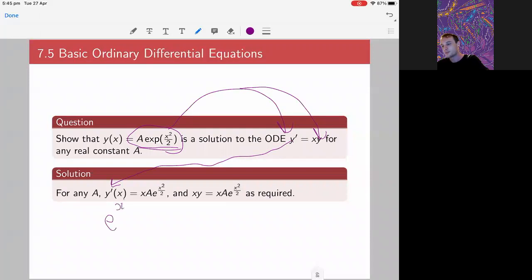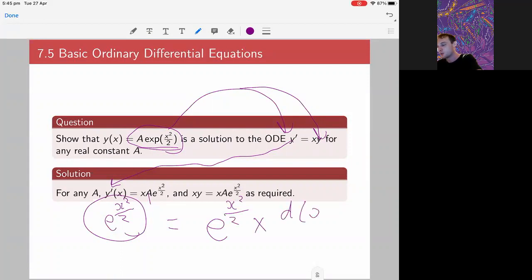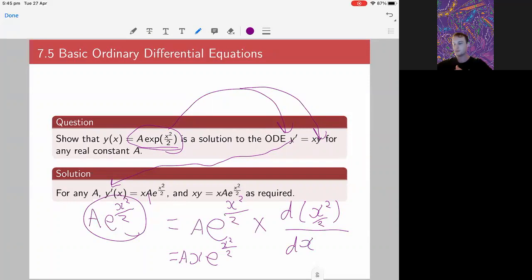Because remember, if you differentiate this function, the derivative of the exponential function is just itself, but the chain rule tells us that we've also got to multiply by the derivative of what's inside the exponential. And this is precisely x times e to the x squared on 2. Remember, of course, we had another constant out the front of everything. So that's the left-hand side.